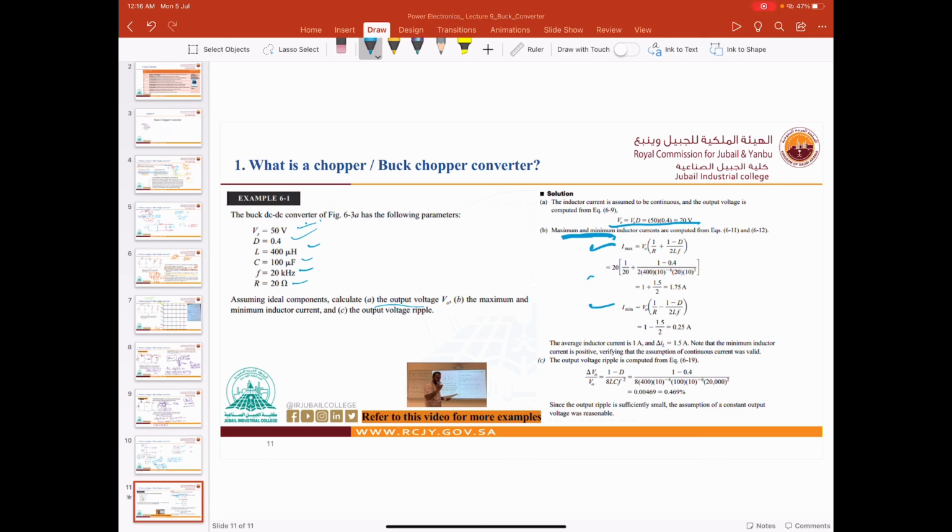Here he asked about the output voltage ripple. We know that this is the output voltage ripple, right? So we can find it by applying the formula. Now this is one example. You can refer to this video for more examples.